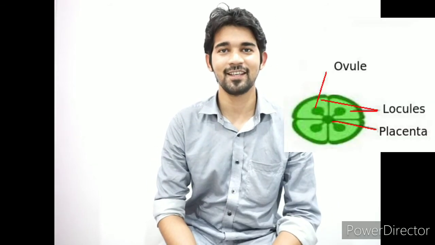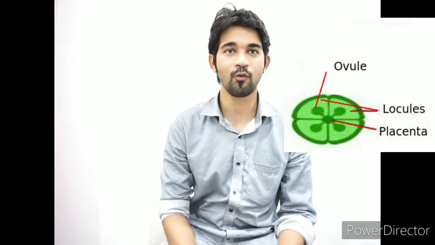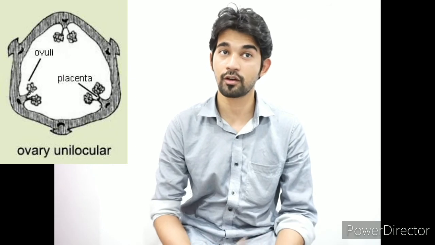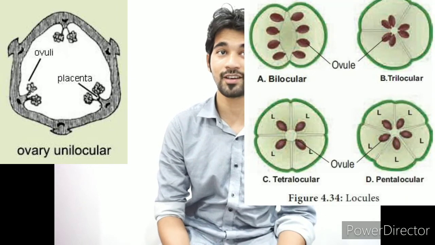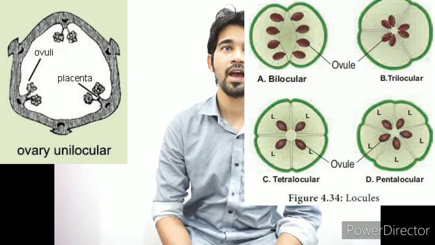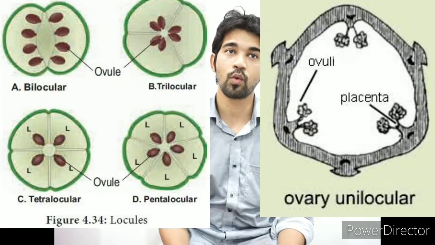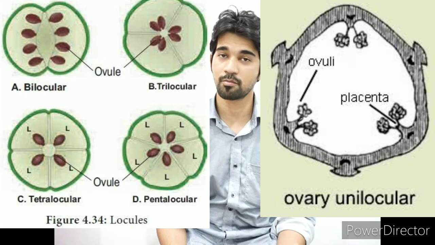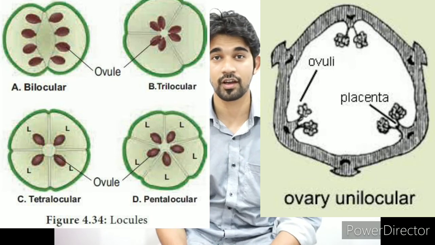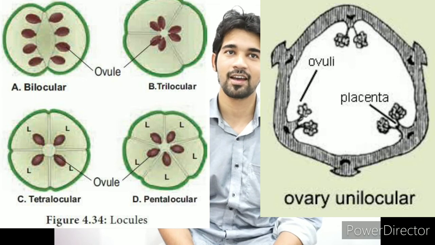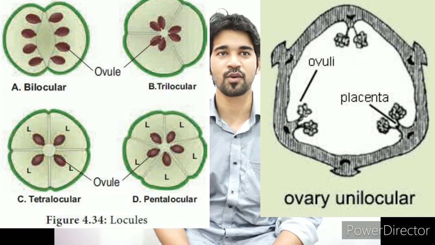Now we see the locules in the ovary. The ovary can be of different types. It can be unilocular, bilocular, trilocular, tetralocular, or multilocular. These describe the number of locules in the ovary, and they are termed according to that. When they have one chamber, it is unilocular, two chambers, bilocular. When they have three chambers, they are trilocular, four tetralocular, and with many chambers they are known as multilocular.